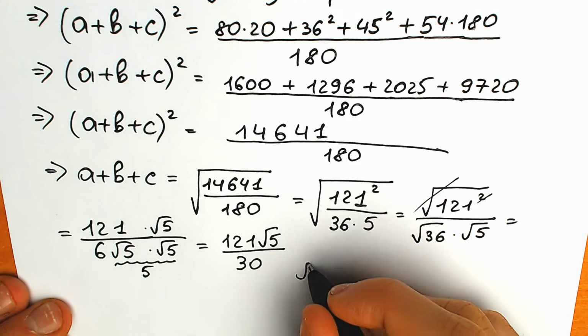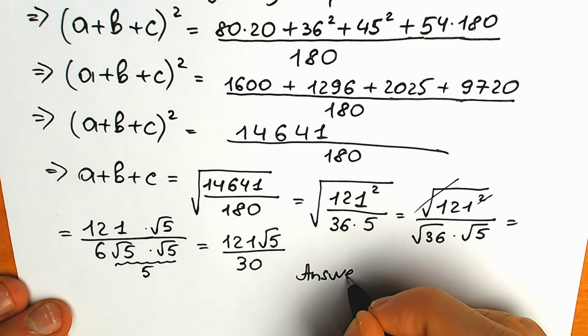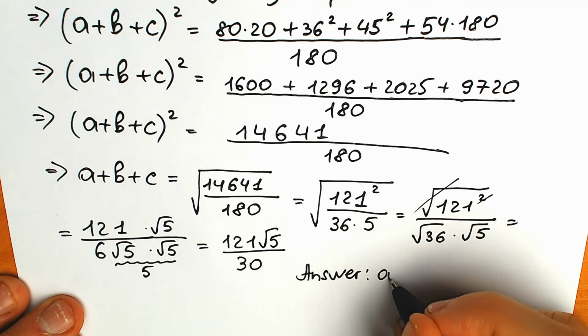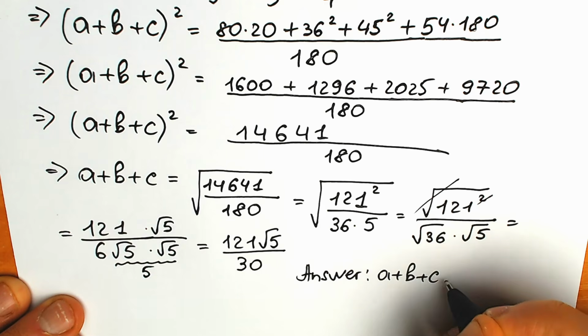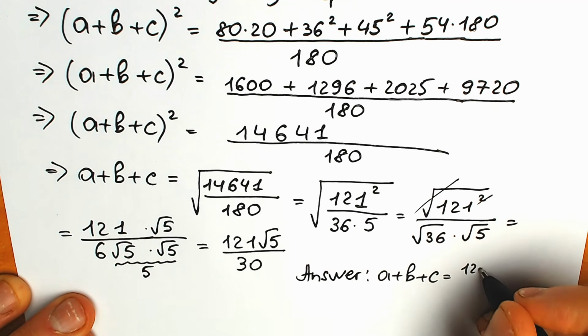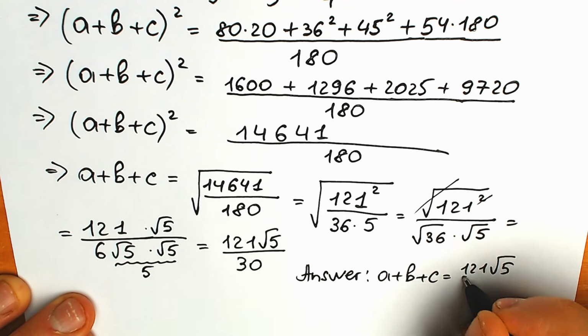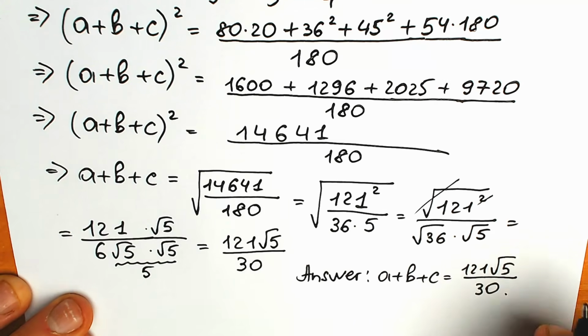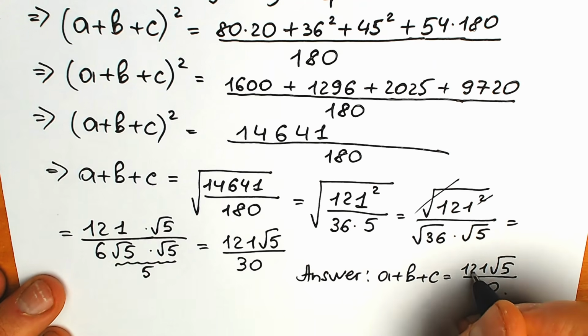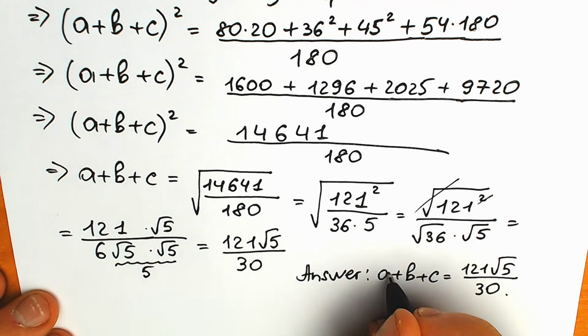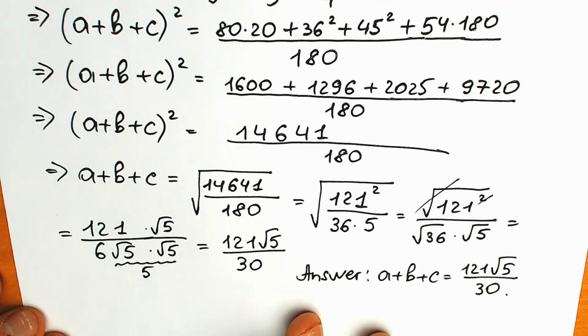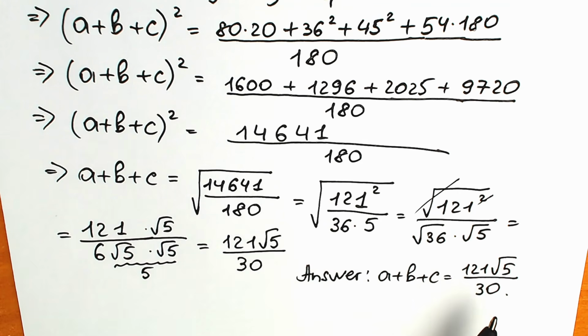So let's write it right here. Our answer, we need to solve for a sum. So a plus b plus c equals 121 square root of 5 over 30. This is our final answer to this question. We have the sum a plus b plus c equal to this expression.